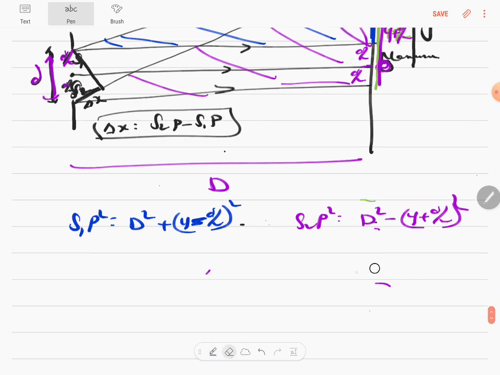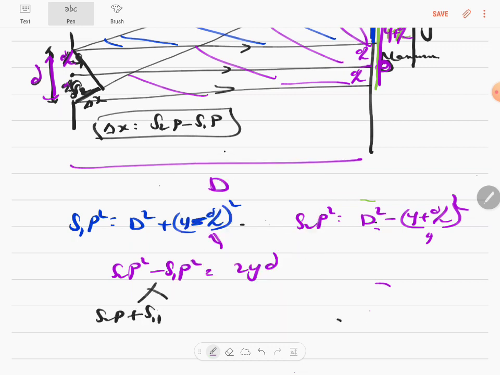Now I'm going to subtract S2P, second equation minus first equation. S2P square, when D square gets cancelled, Y square, you expand this, you can imagine Y square, D square by 4, everything gets cancelled. YD and YD will get added, so 2YD. Now just make sure that you split it up into S2P plus S1P into S2P minus S1P, which will give you a 2YD.